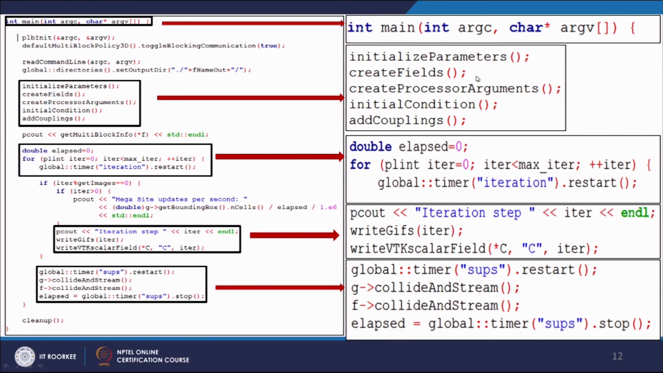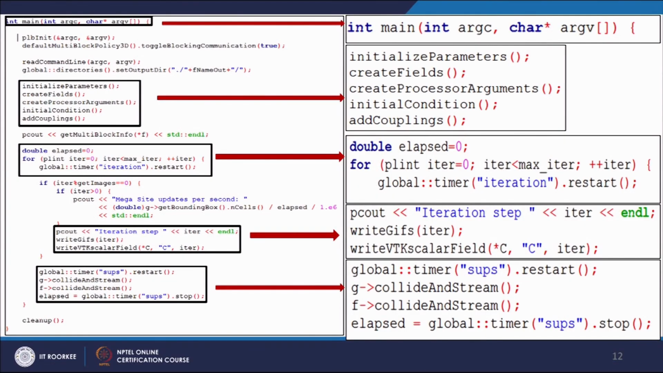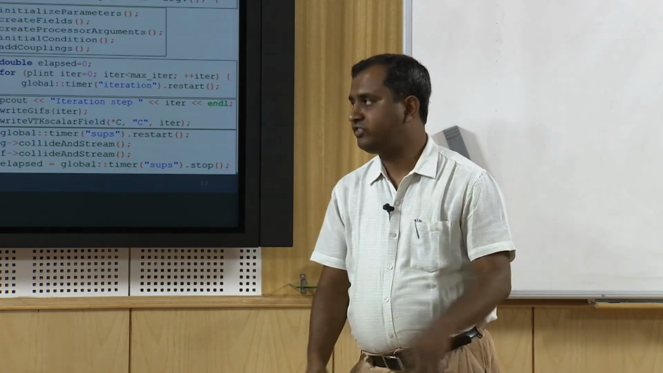You see this, here we are doing some functions, that means initialize parameter, here we have initialized the bubbles, I will be showing you. Then create fields, so I have to create the fields which are important, here it is F and G. And then create processor arguments. So if it is a parallel simulation, which processor will be doing which component, that we create over here. Initial conditions, that means where the bubble will be staying initially, what are the velocity and temperature conditions, those will be given in initial conditions. Add coupling, so here we can add coupling between different equations. Let us say we are having F equation and G equation, so we can add coupling between F and G.